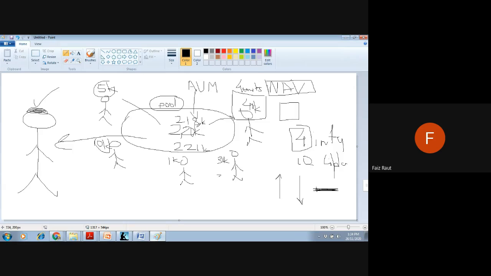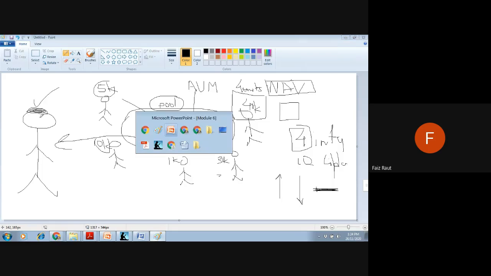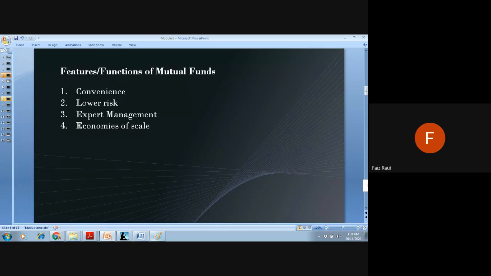So with economies of scale, this person will invest in companies like MRF also. MRF's share price is somewhere around 70,000 or 60,000 for one share. If you want to invest in Maruti, you need 8,000 rupees or so for only one share. But if you have this pool of money, you can invest in MRF also. This person will do that. So it is economies of scale, you can do an investment in a larger amount. So this is a function of mutual fund.